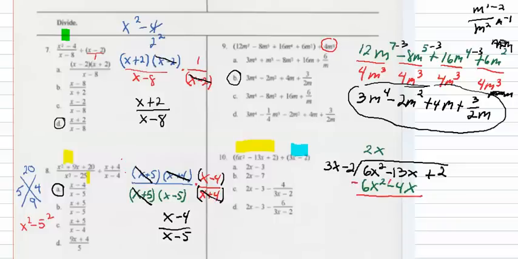change your sign. So this is gone. We have negative 13, positive 4, so that's going to be a negative 9x. You're going to bring down the positive 2. Okay, now we've got 3x times what is negative 9x, and it's going to be a negative 3. Negative 3 times 3x is negative 9x. Negative 3 times negative 2 is positive 6.